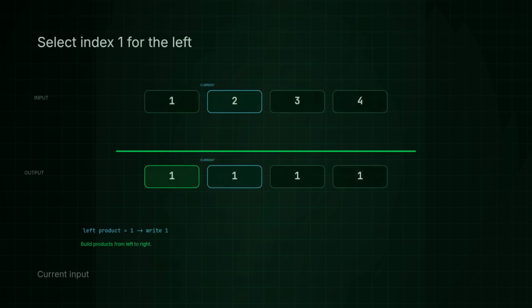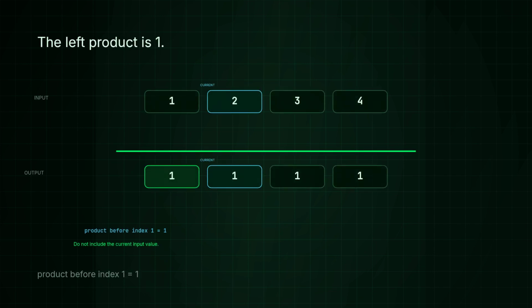Move to index 1. We need the product of everything strictly before 2. Everything before index 1 has product 1. That is the value this output position needs from the left. Write 1 here, then multiply the running left product by 2 before moving on.